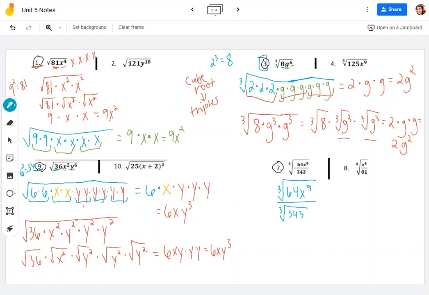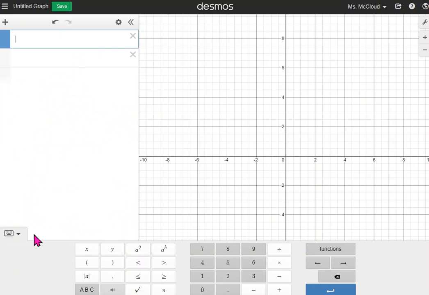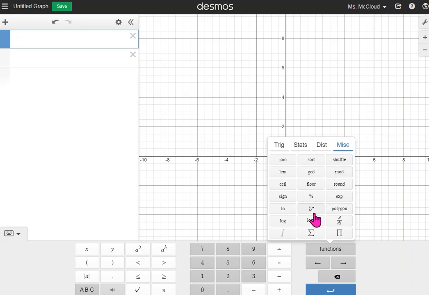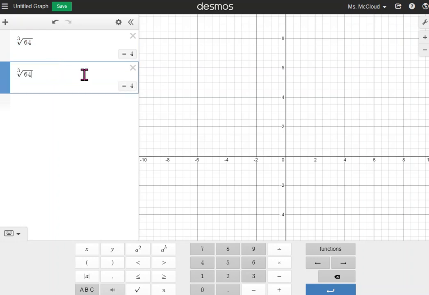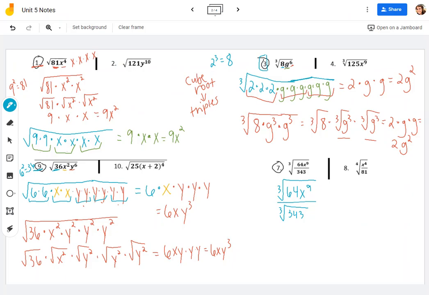I'm gonna go over to Desmos and check out if those are perfect cubes. So again, we click the little keyboard on the bottom, functions, miscellaneous, and then you click the little N root so you can type the 3. 64 is a perfect cube. It equals 4. And 343 is also a perfect cube. It equals 7. That's good news for us. So I'm going to make a little note that 4 cubed equals 64 and 7 cubed equals 343.